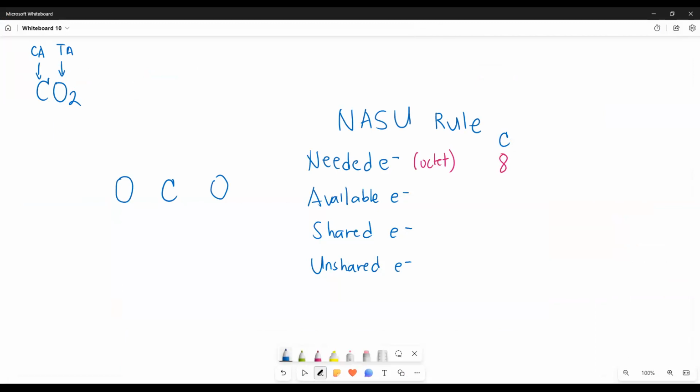Then we have oxygen, but I will put times 2 because there are 2 oxygen atoms. Do you think oxygen needs an octet? Yes, because it is also in the same block, the p block. So I will write it as 8 times 2 because we have 2 oxygen atoms. So I will just add this up. So 8 plus 8 times 2, so it's the same as 8 times 3, 24.